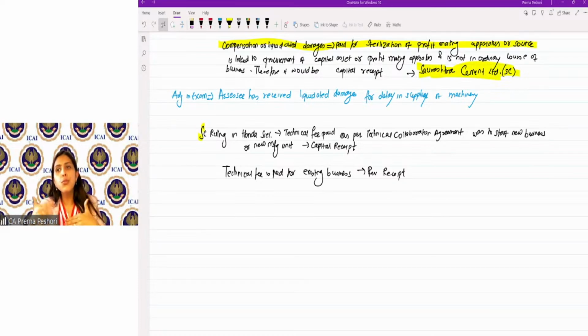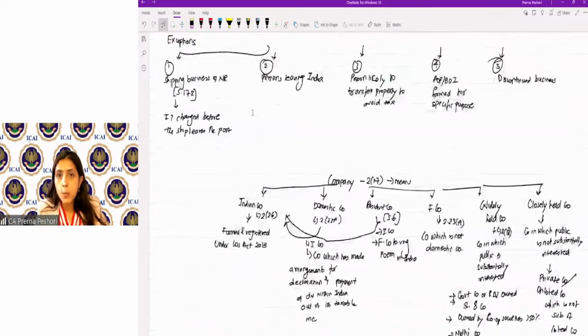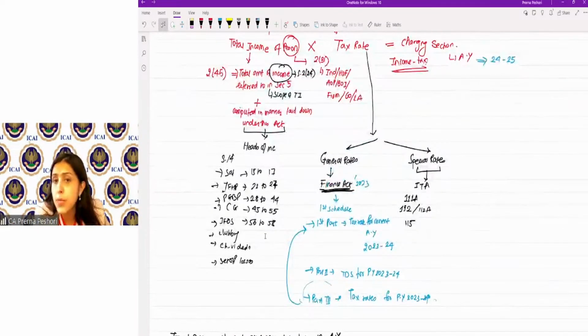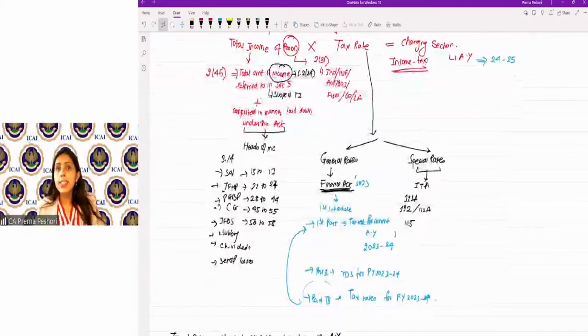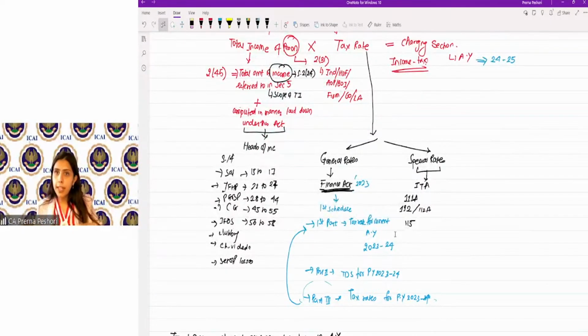Now we move on towards the second part, which is the tax rate. What we were discussing in the last class was only the total income. Now again, as I said, the total income into the tax rate will give you the income tax liability, which is going to be charged. And that's what your charging section also says, right?